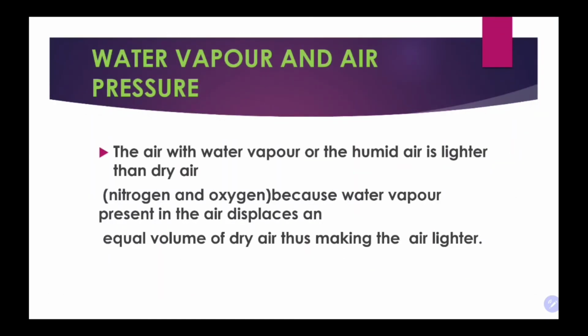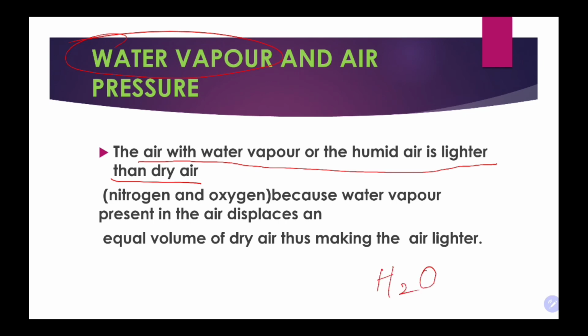Now the next factor affecting atmospheric pressure is water vapor. Now students, air has several gases because it's a mixture of gases. It has nitrogen, oxygen, argon, carbon and other gases like hydrogen, helium, etc. And they are in various proportions. The air with water vapor, or humid air, is lighter than dry air. Now students, air with water vapor means H2O, that is water vapor. It is lighter. Why? Because water vapor is lighter than nitrogen and oxygen.